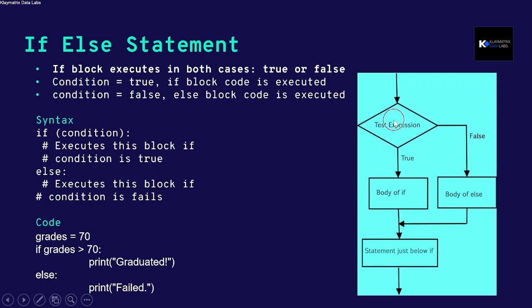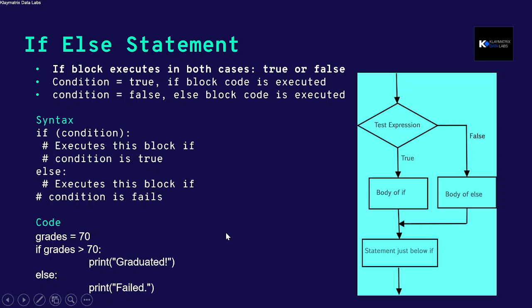And this is how it is logically written. So if this is the expression, you'll say if, let's say again same example, if a is less than b, if the condition is true, then the body of if is executed. If the condition is false, then the body of else is executed, and after that the next line of the code is executed. For example, if grades is equal to 70, and if grades is greater than 70, then you say print graduated, else you say print failed, right? So this is the if block and this is the else block.